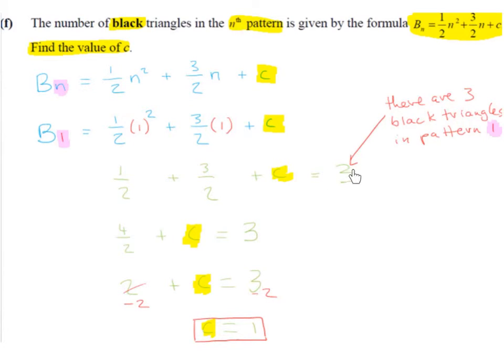And we're going to let that equal 3 because there are 3 black triangles in pattern 1. So term 1 is equal to 3. So a half plus 3 over 2 is 4 over 2, plus c is equal to 3. 4 over 2 gives us 2, plus c is equal to 3. We minus 2 from both sides, so c equals 3 minus 2, which is 1. So c is equal to 1.